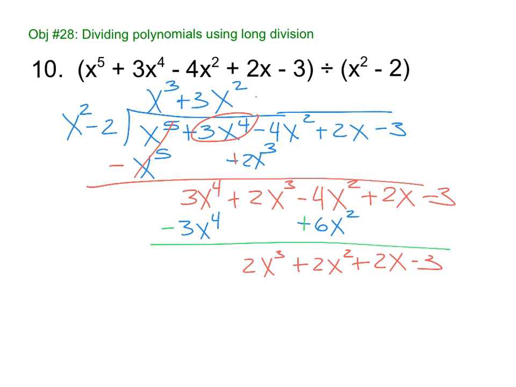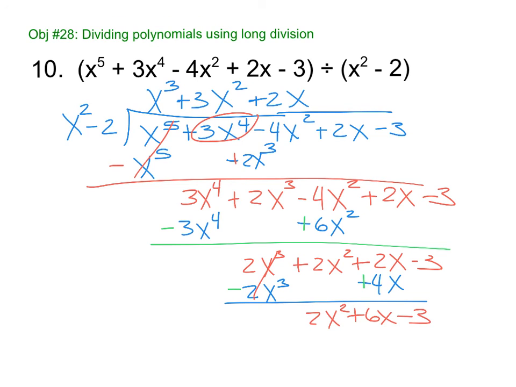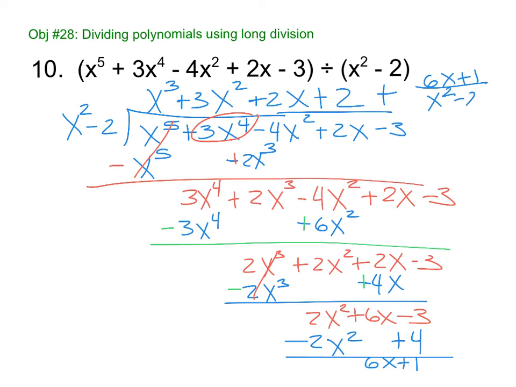2x cubed divided by x squared is 2x. 2x cubed minus 4x. So I'm going to put that with my x. Change the sign. 2x squared plus 6x minus 3. And then we get a 2 plus 2. 2x squared minus 4. Change the sign, and we're left with 6x plus 1. So that's my remainder. So plus 6x plus 1 over x squared minus 2.